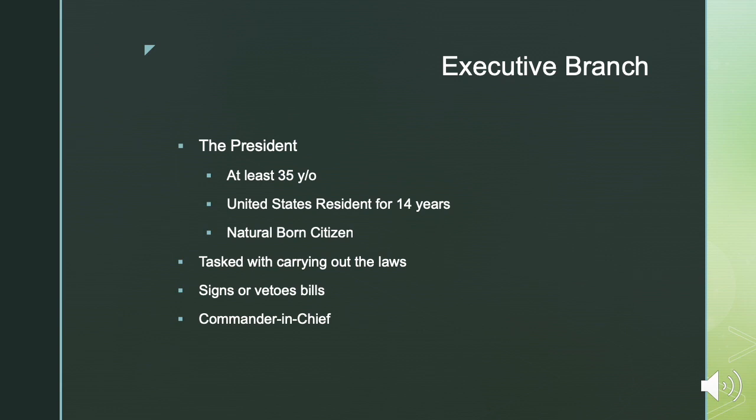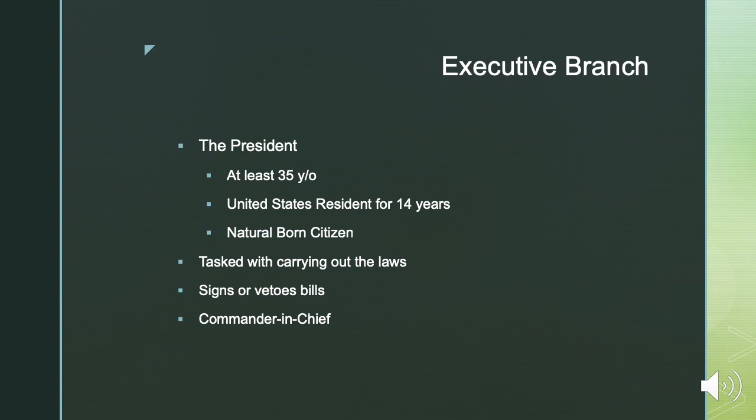So some roles that the president and the executive branch plays is they are tasked with carrying out laws that they pass. They sign or veto bills into laws. So when Congress passes a law, it gets sent up to the president, and he or she will officially sign it into law, or they will actually reject it and send it back to the legislative branch on Capitol Hill.